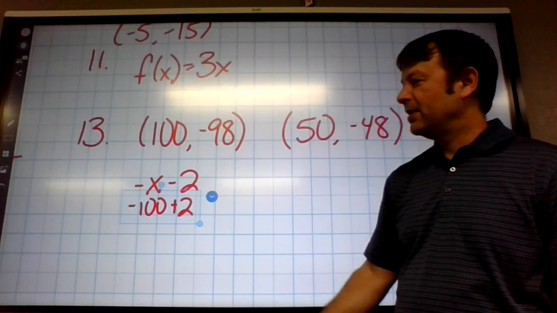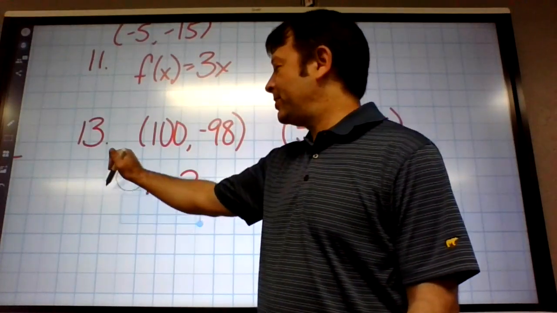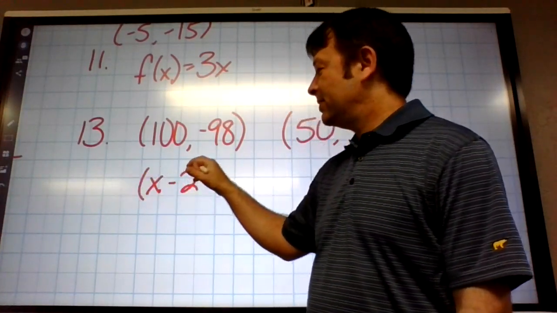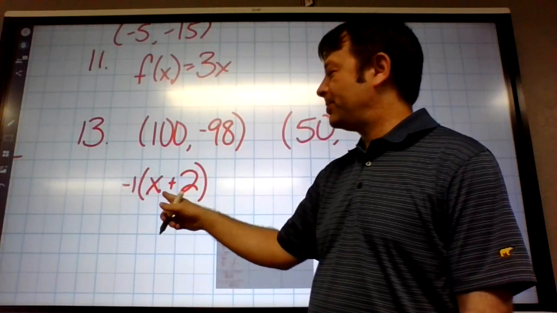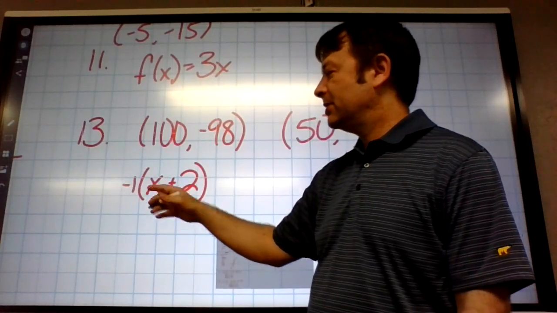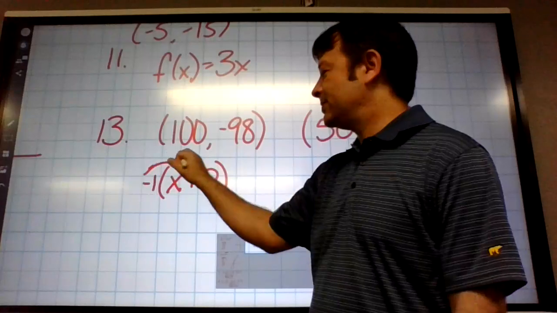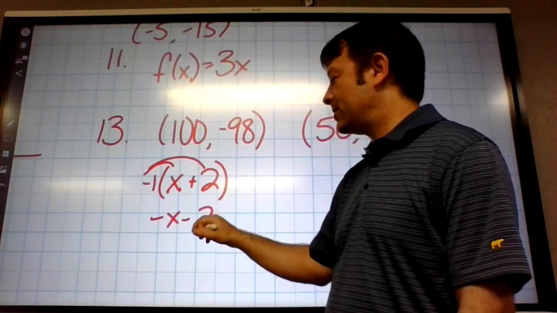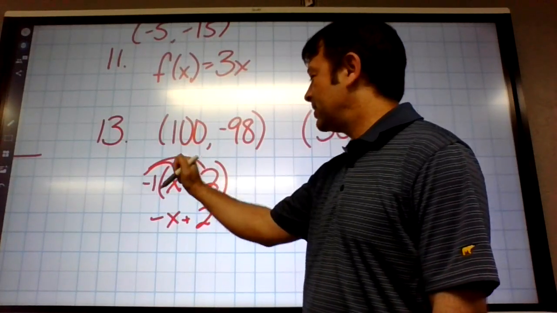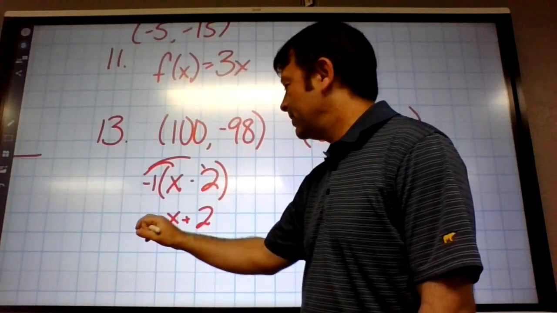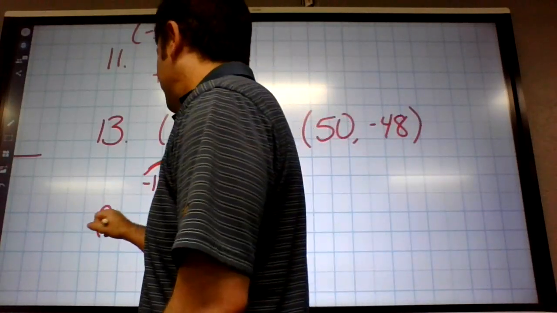Good job. Another way you could have done it is if you put a negative 1 out front like this, and this was a plus, that would have worked. But if you distribute it, it's what we had, negative x plus 2. Anyways, this one is right.